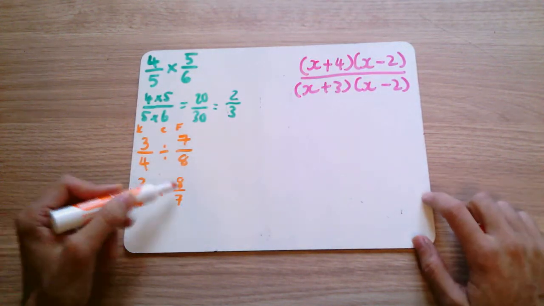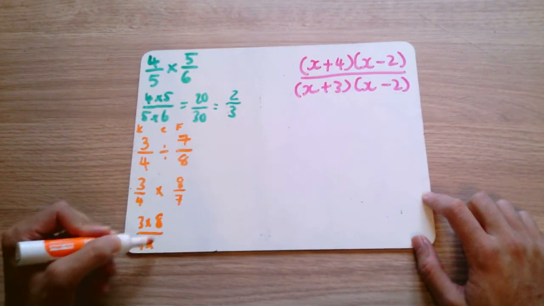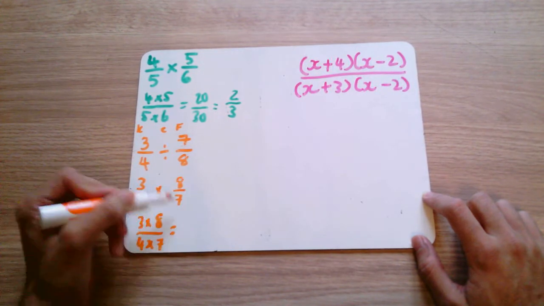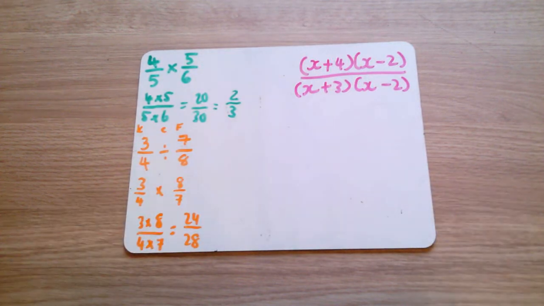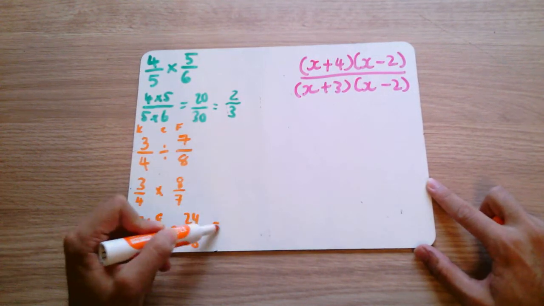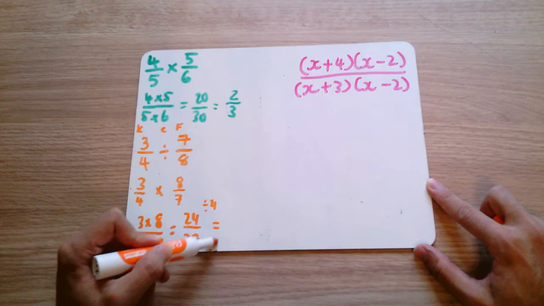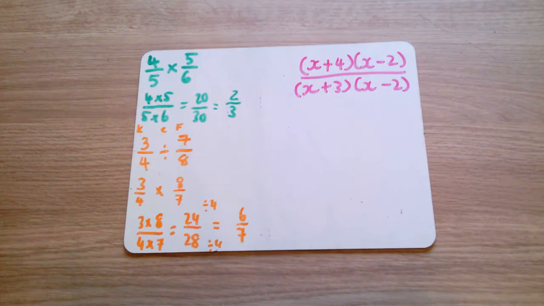We then multiply through, as we've done before, 3 times 8 divided by 4 times 7 gives us 24 divided by 28. And once again, we can simplify this fraction down by dividing the numerator and denominator by 4. We divide this by 4 and divide this by 4, giving us an answer of 6/7. So that's the process of multiplying and dividing fractions. You either multiply the numerators together and the denominators together, or in the case of division, you flip the second fraction, you multiply it by the reciprocal.